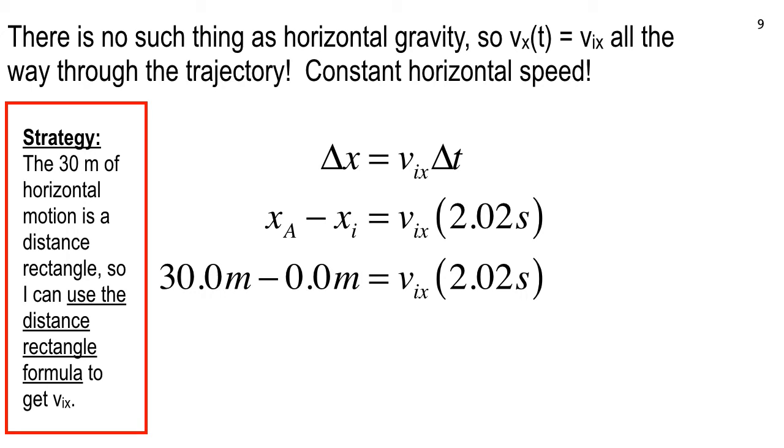Now we're using the width. But we've already used the height. It's kind of built into the 2.02 rise time, 2.02 seconds. All right, so again, just mentally cancel out that 0. 30.0 meters minus 0 is 30.0 meters. And so you want to get Vix by itself. So you divide both sides by 2.02 seconds. And that's about 15, maybe a little bit less.